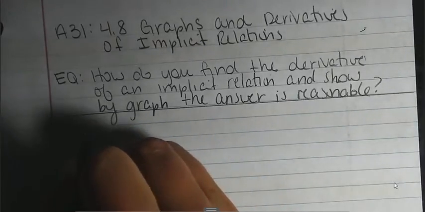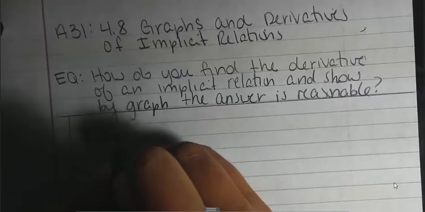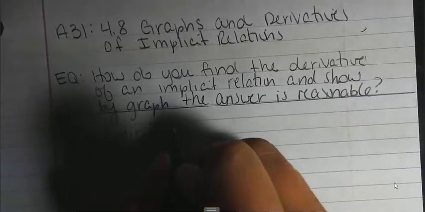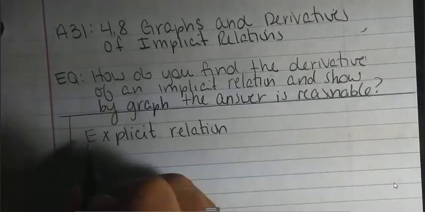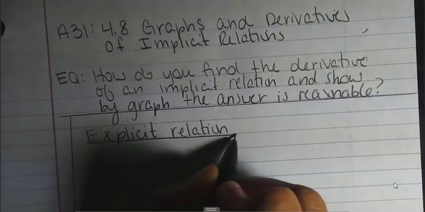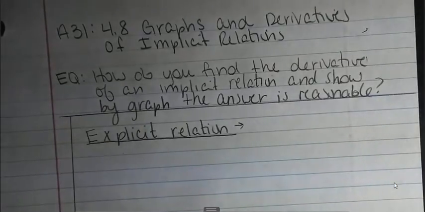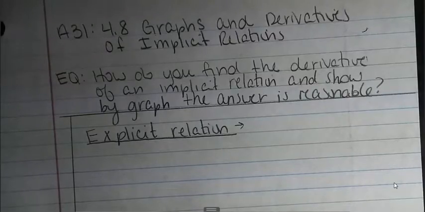So explicit relations we're really used to working with. I'm going to use relation and function interchangeably here, realizing that a relation may not necessarily be a function, right? You could potentially have more than one output for every single input.